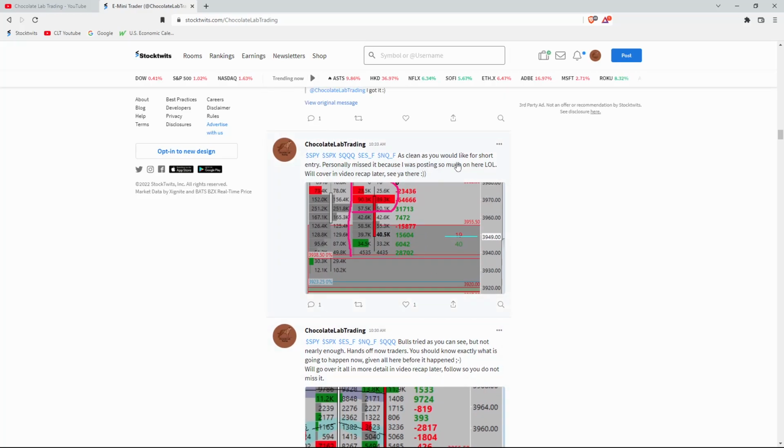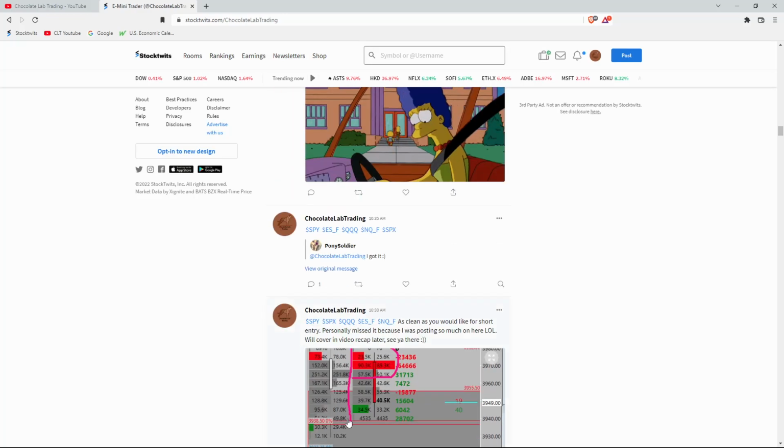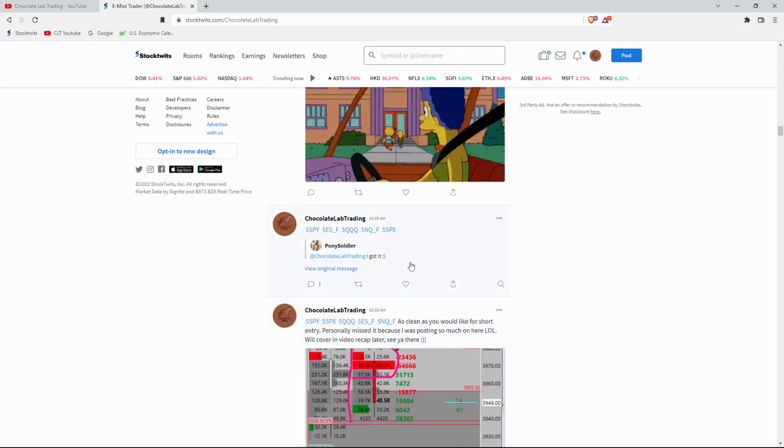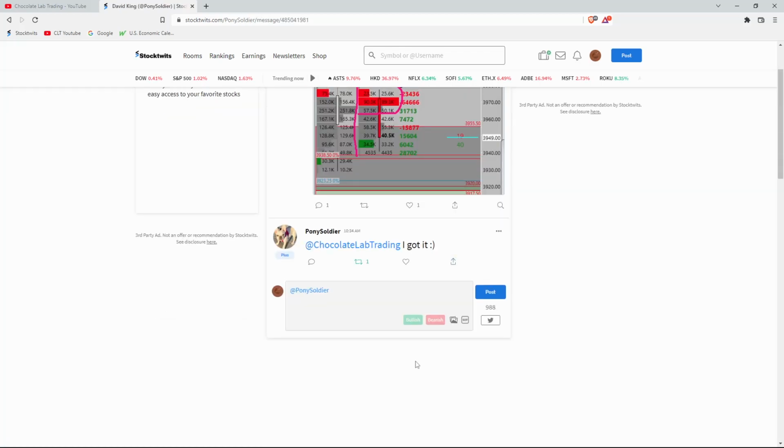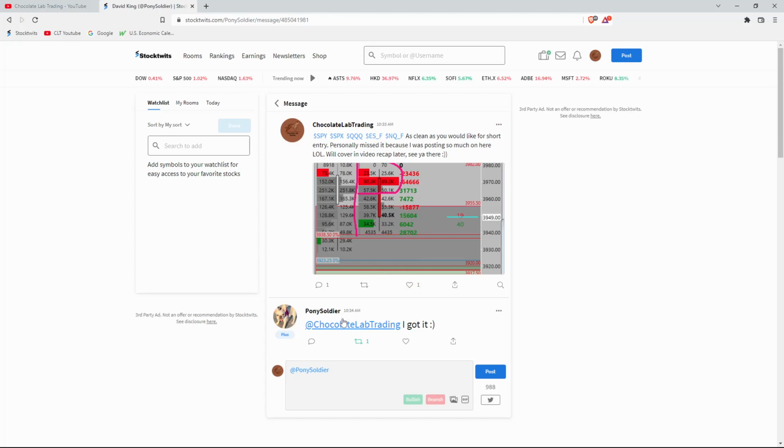As clean as you would like for a short entry. Yep, went over that already. The zero print, exhaustion, and why it was a valid short of the break of overnight high, sorry. So I missed that short, as I said, because I was posting on here, but thankfully someone got it.